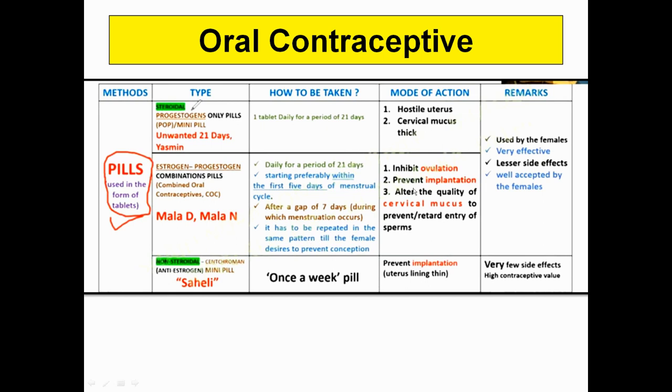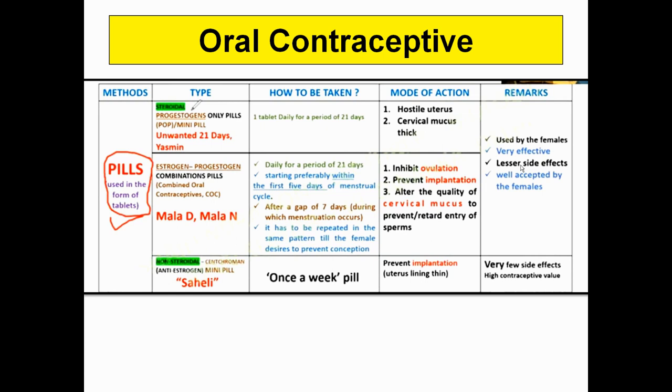Next, it inhibits ovulation, prevents implantation, and alters the quality of the cervical mucus to prevent and retard the entry of the sperm. The main advantage is that it is used by the female only, not by the male. Okay, they are very effective and have fewer side effects. As we have discussed in various methods, they have lots of side effects, but here the side effects are quite nil.